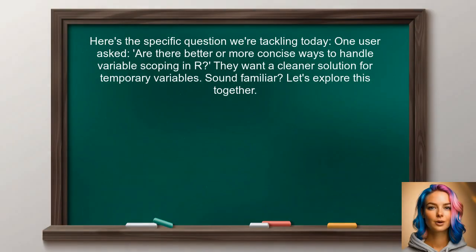Here's the specific question we're tackling today. One user asked, are there better or more concise ways to handle variable scoping in R? They shared a common scenario where temporary variables clutter their workspace and they want a cleaner solution. Sound familiar? Let's explore this together.